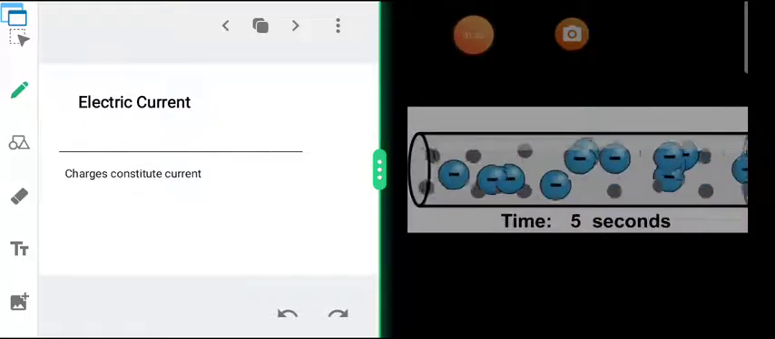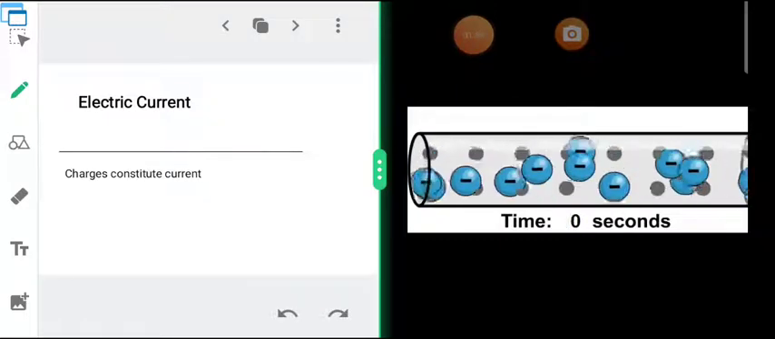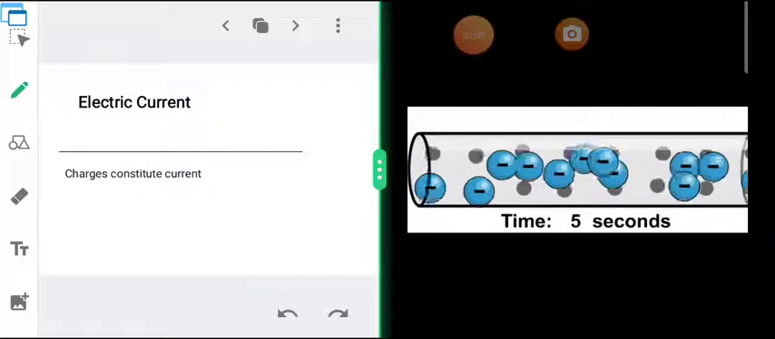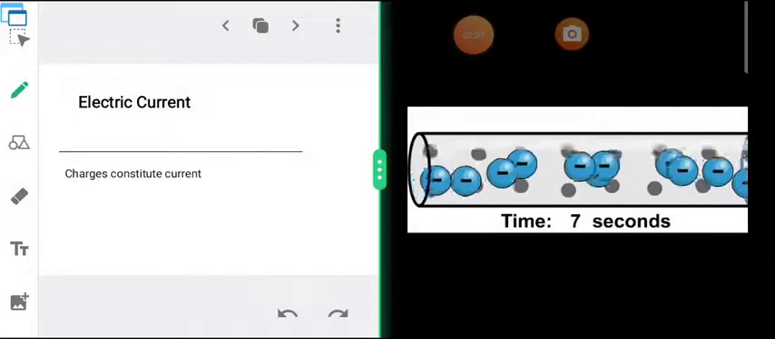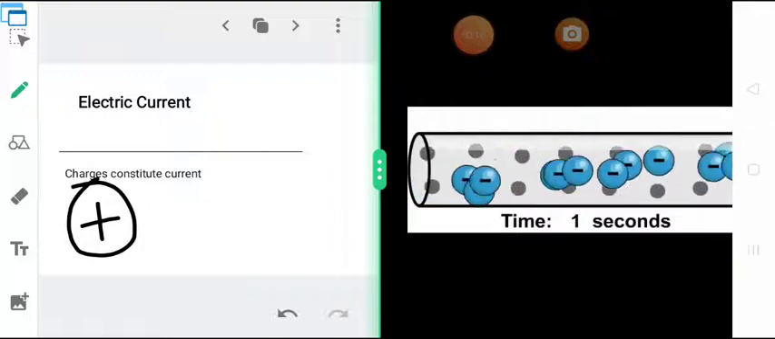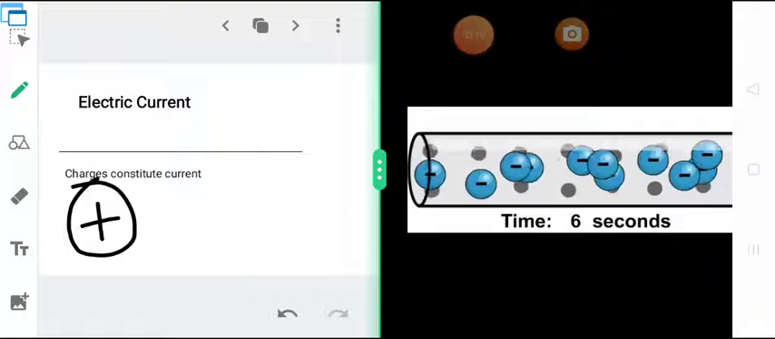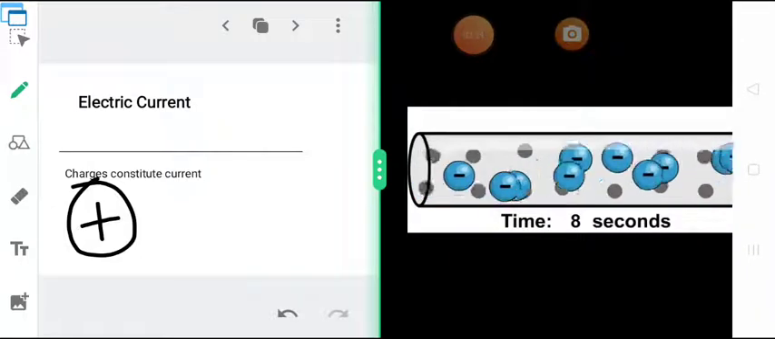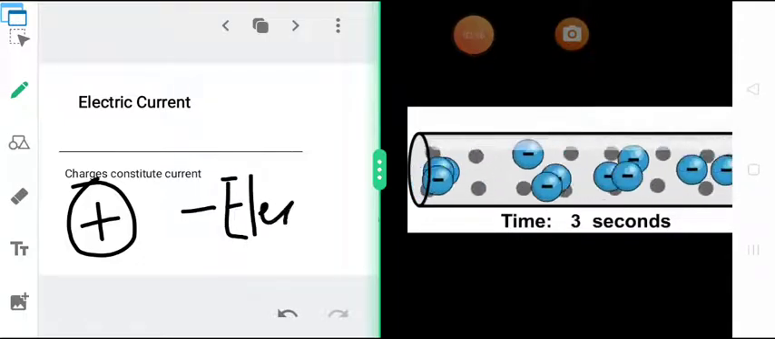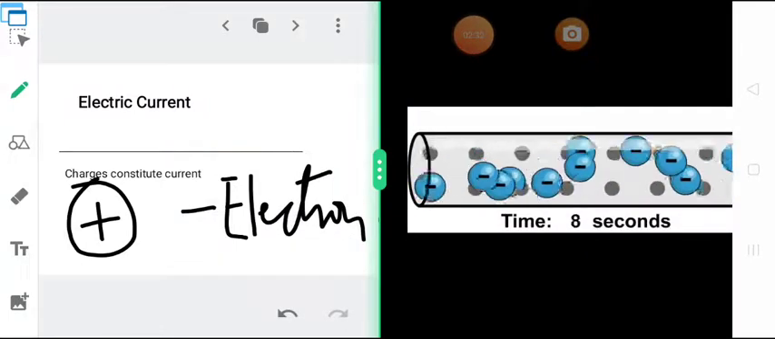As we had studied already, charges constitute current. Now the question arises, what type of charges are responsible for constituting current, whether they are the positive charges or the negative charges. As we all know, the positive charges are confined within the nucleus. So not being in the situation of moving freely, they could not constitute current. So the negatively charged particles, the electrons, are responsible for constituting current in any conductor.